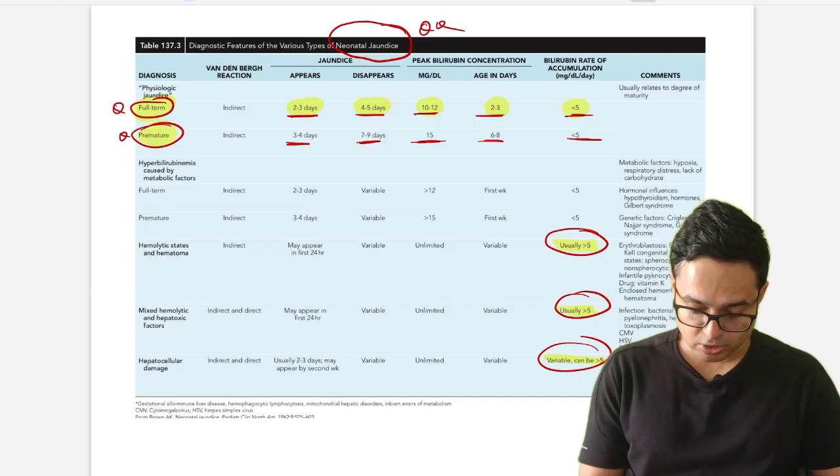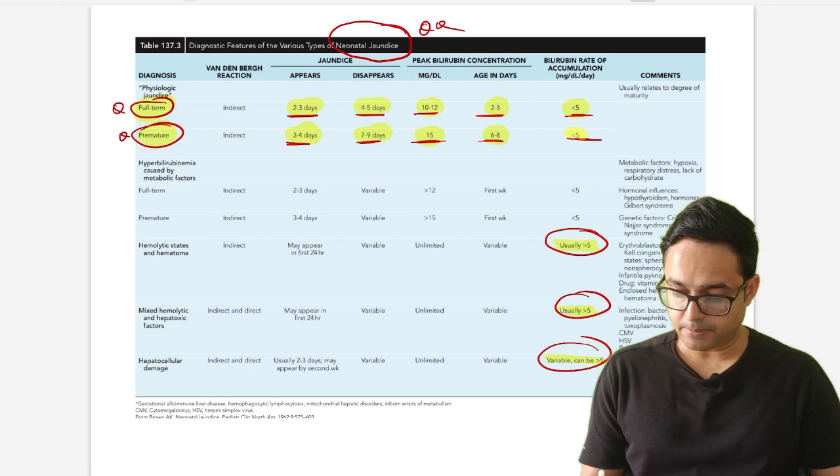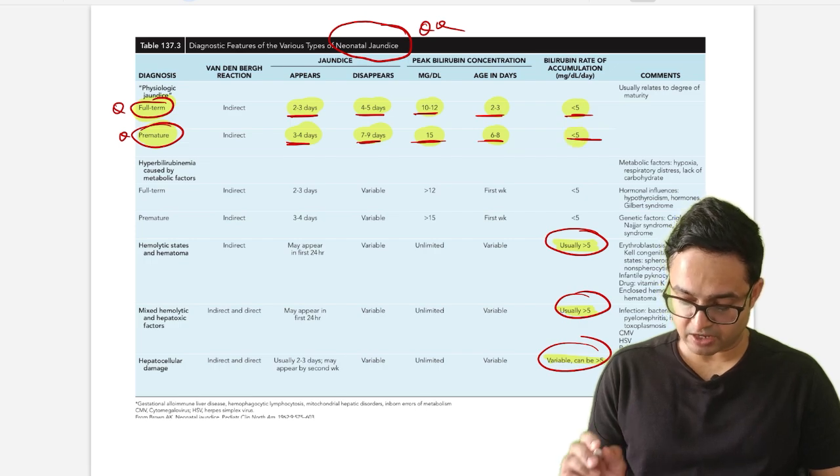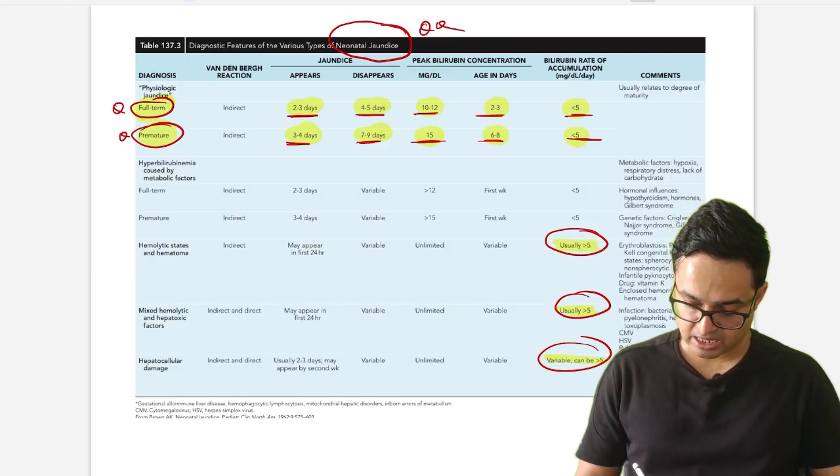In premature neonates, jaundice appears at 3 to 4 days and disappears at 7 to 9 days. Peak bilirubin concentration is around 15 milligram per deciliter, as it rises at 6 to 8 days to the peak. The rate of bilirubin accumulation in milligram per deciliter per day is less than 5. These values can be asked in your exam, very much important.